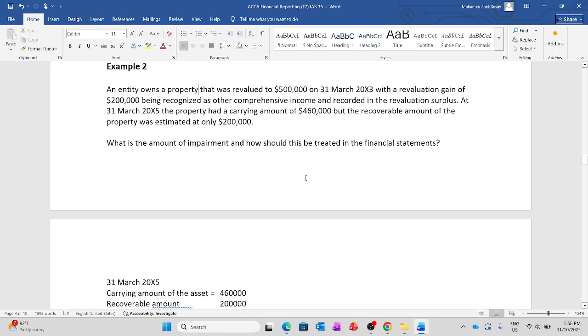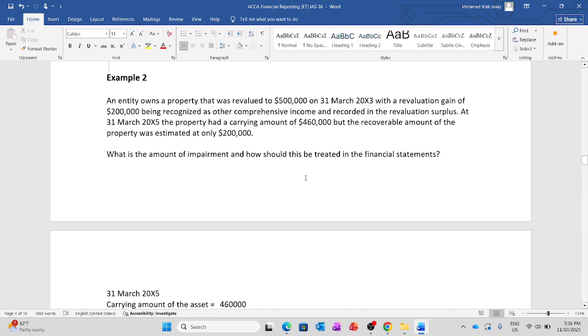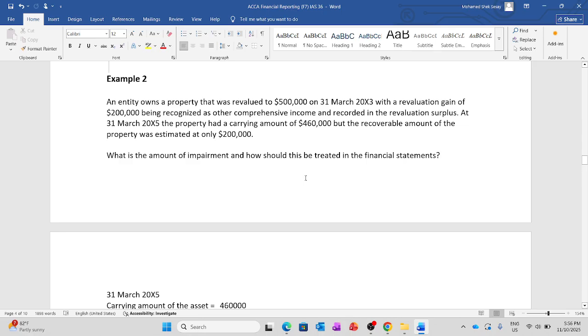So now let's understand this second example, which is very important for us to know. An entity owns a property that was revalued to $500,000 on 31st March 2016 with a revaluation gain of $200,000 being recognized as other comprehensive income and recorded in the revaluation surplus. At 31st March 20x5, the property had a carrying amount of 460, but the recoverable amount of the property was estimated at only 200,000.